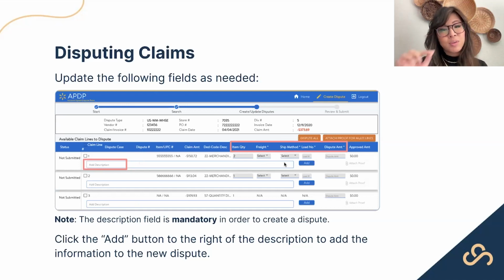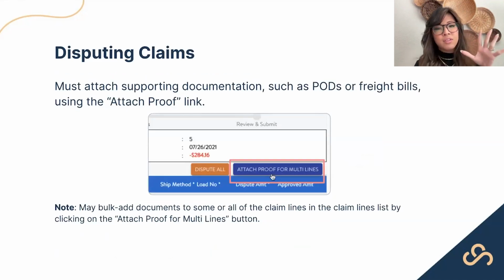Now, another pro tip a lot of folks miss, Walmart does not have autosave in APDP. So after you have submitted all of this information, make sure that you hit that add button, and that will save it to this particular claim line that you're trying to dispute. From there, you are going to then attach the proof documentation utilizing this attach proof for multi-lines link. And then, as we mentioned, examples of proof you can submit. So if you are a prepaid supplier, meaning you deliver product to the Walmart DCs, then proofs of delivery, of course.